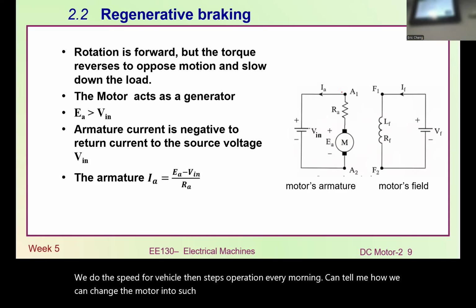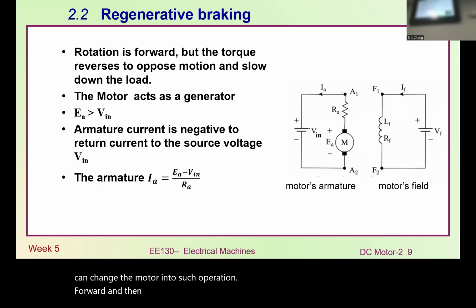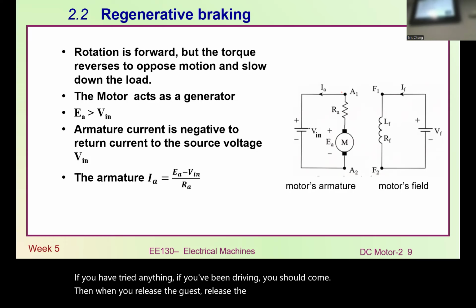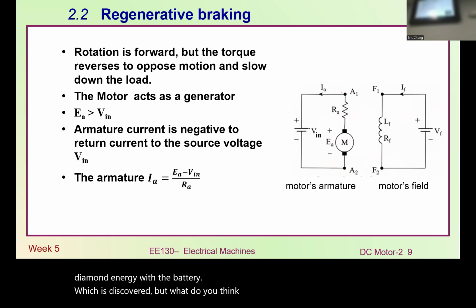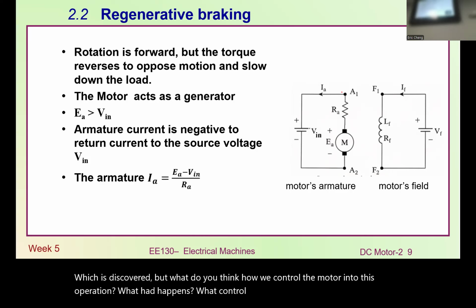I know when you motor it forward, and now you want to reduce the speed, how are you going to become regenerative braking? If you have driven a car, when you release the gas pedal, the vehicle starts to slow down. That's called regenerative braking. Everybody will tell you we return the kinetic energy as electricity. But how do we control the motor into this operation? What control do you do in order to fulfill this regenerative braking?